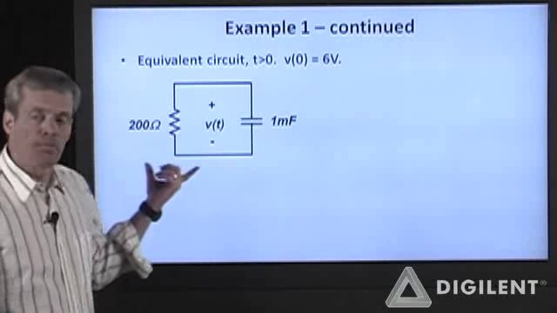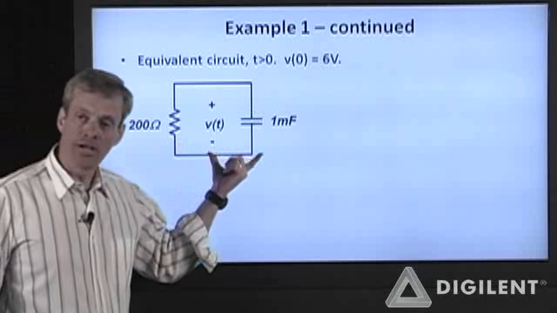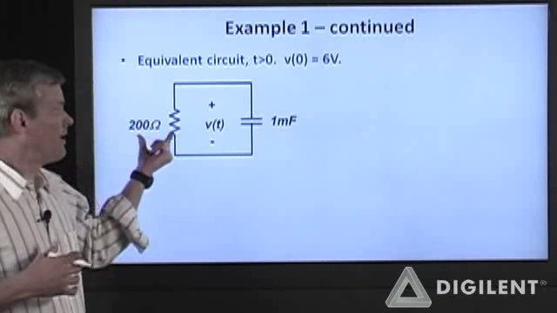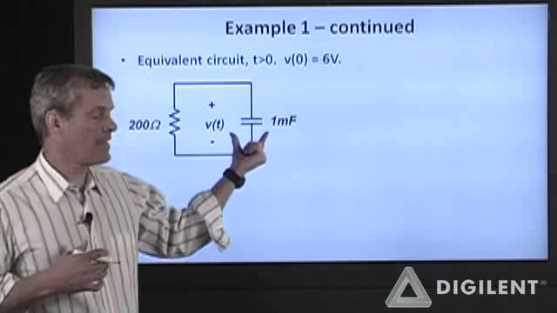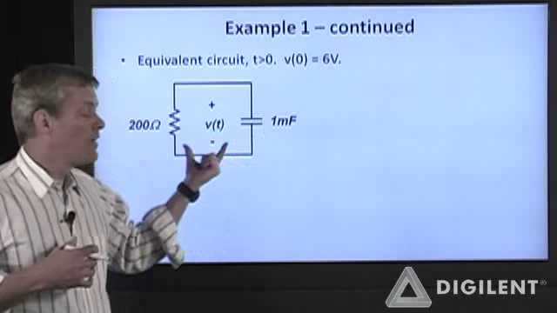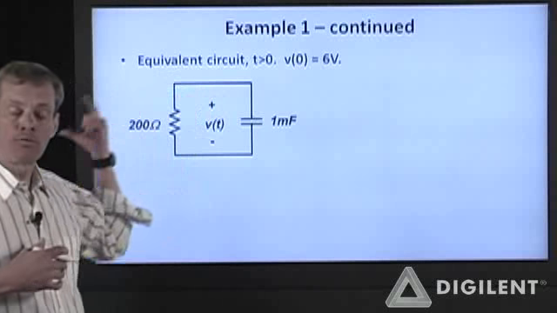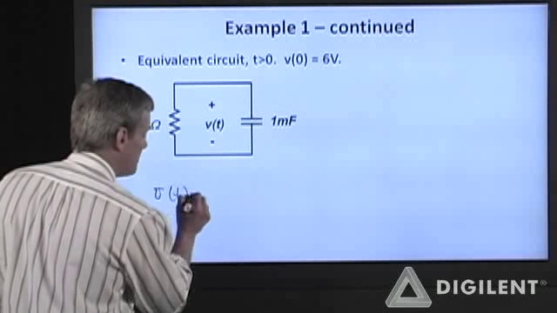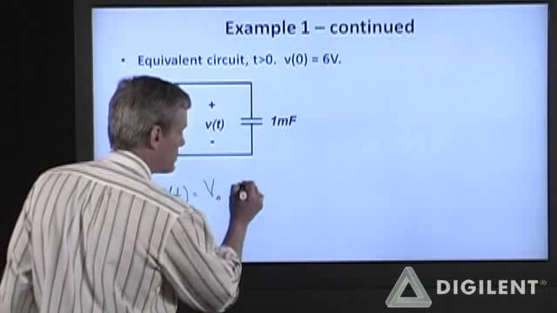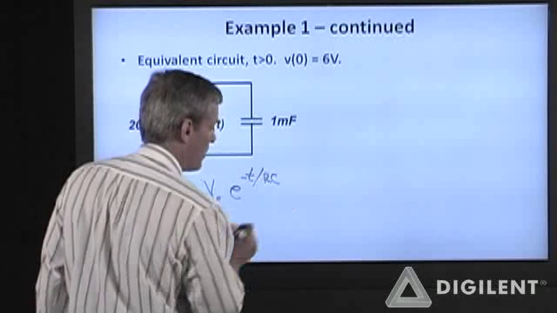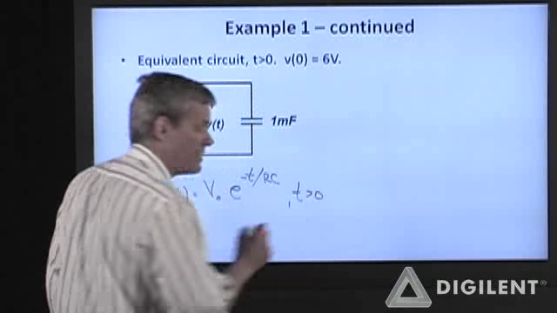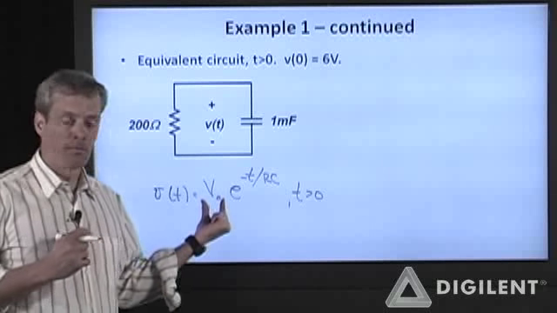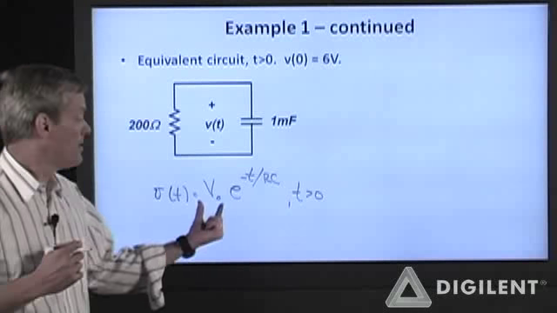Okay, as we found out on the previous slide, this whole circuit, after the switch is open and the source is removed from the circuit, simplifies down to a single resistance with a single capacitance. This looks exactly like our previous natural response example. We found out there that V of t is equal to V0 e to the minus t over RC for time greater than 0. We don't really need to go through and rederive that. We just need numbers for V0, R, and C.